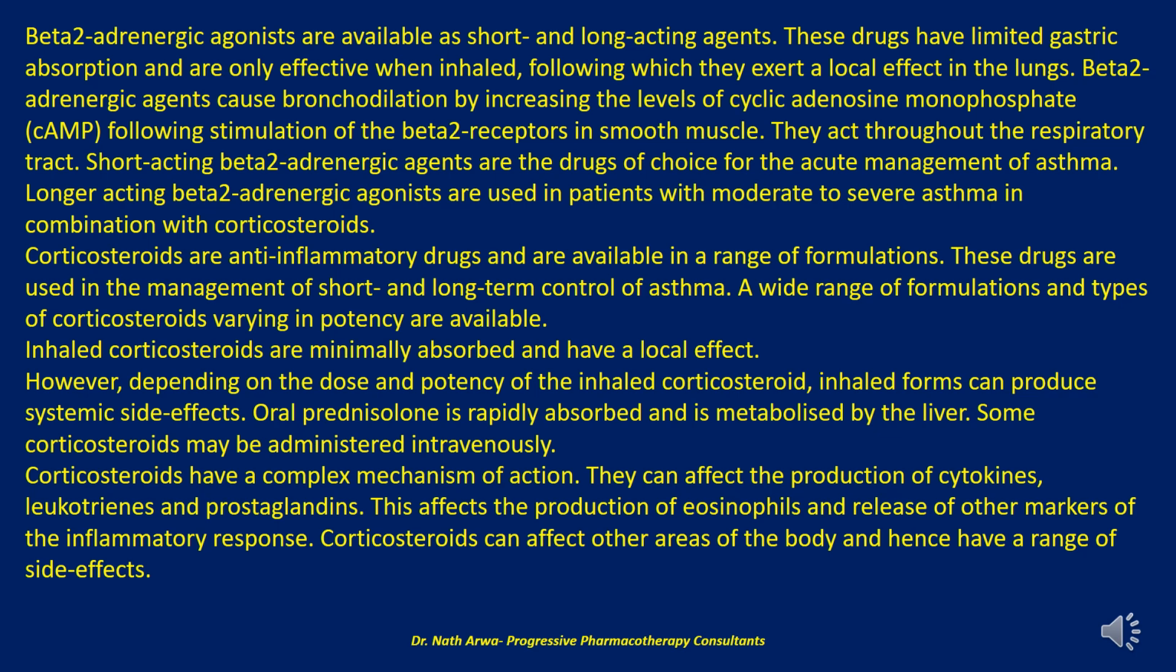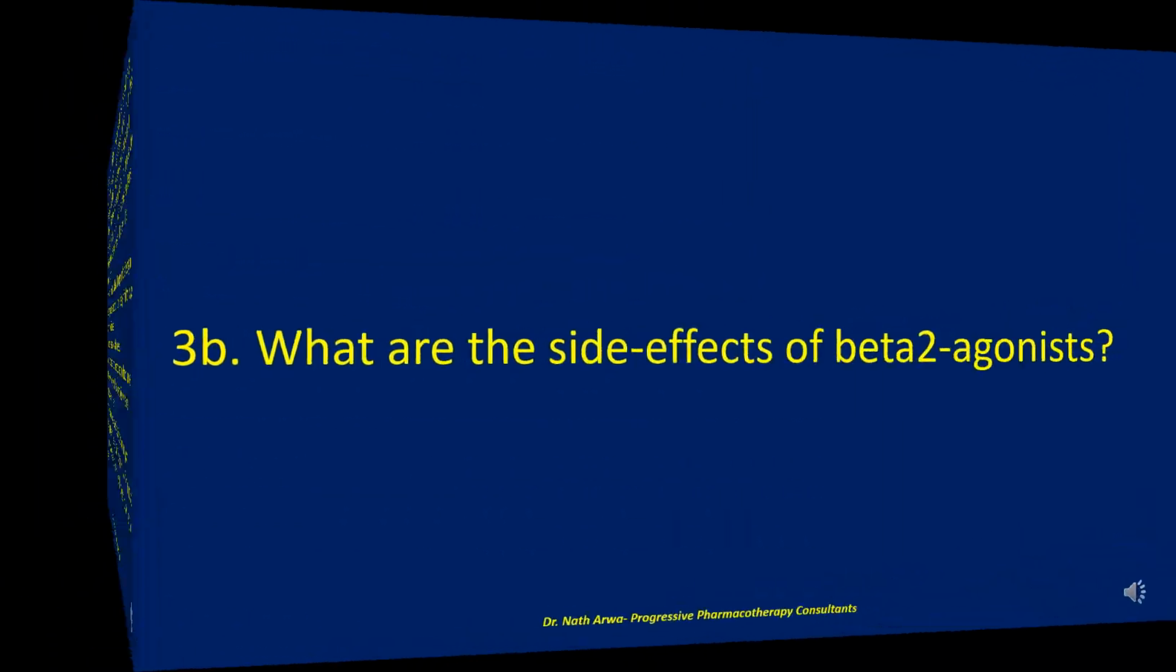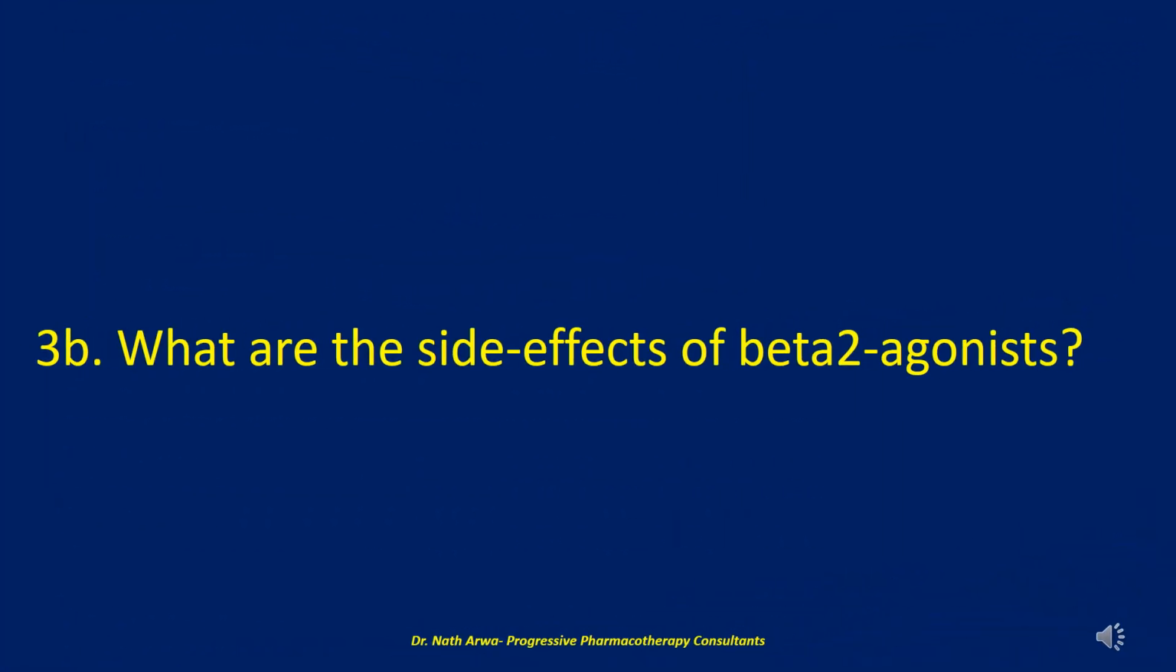Corticosteroids have a complex mechanism of action. They can affect the production of cytokines, leukotrienes and prostaglandins. This affects the production of eosinophils and release of other markers of the inflammatory response. Corticosteroids can affect other areas of the body and hence have a range of side effects. Question 3b reads, what are the side effects of beta-2 agonists?